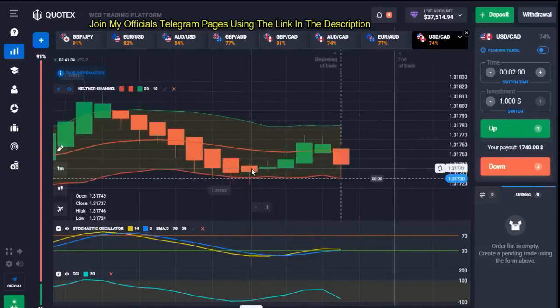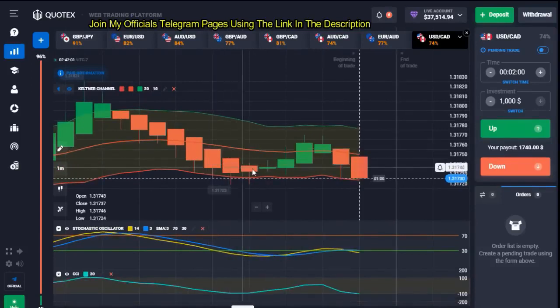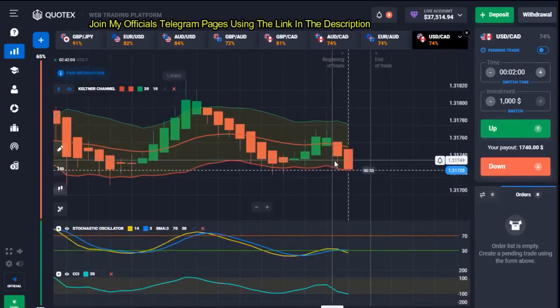But if it is like this, do not take a trade. If you already have the candle here on this position, don't take a trade. This is still very much okay. Or make sure they are totally out of the kidney channel if you are taking a trade to go up.